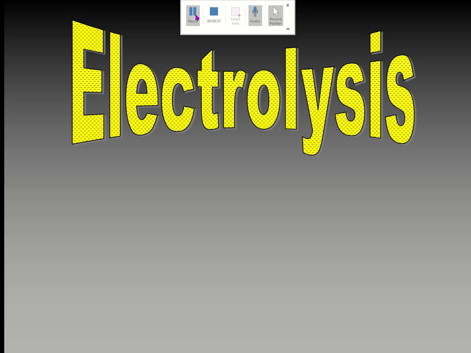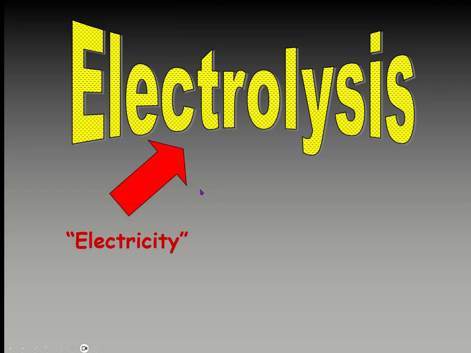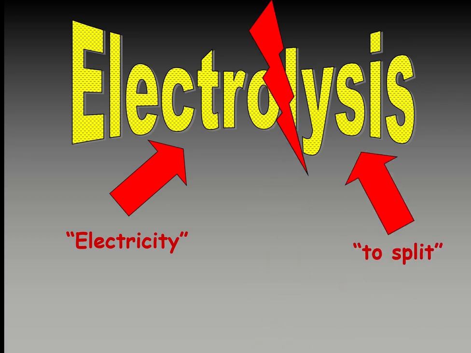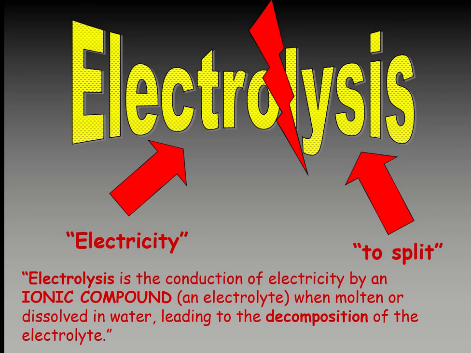Let's look at the word electrolysis first and see what it actually means. So hopefully a lot of you will have picked up on the fact that electro refers to the use of electricity in the process. Some of you may well have understood that the word lysis means to split. So essentially electrolysis is the conduction of electricity by an ionic compound. This ionic compound in this particular instance is called the electrolyte. That electrolyte has to be molten or dissolved in water, and that leads to the decomposition of the electrolyte. In other words, you're splitting an electrolyte, an ionic compound, up by using electricity.